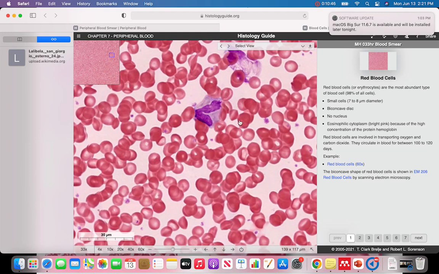So look around and try to identify the different types of blood cells. If you have a hard time finding especially basophils because they are very rare, you can use the legend.